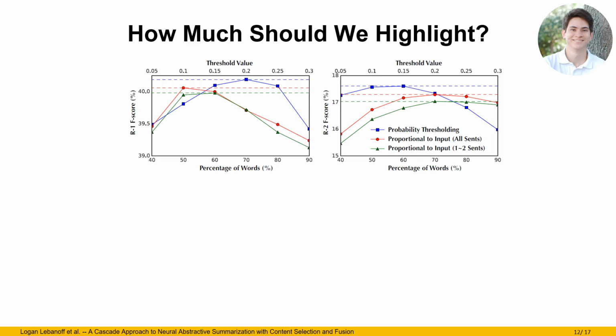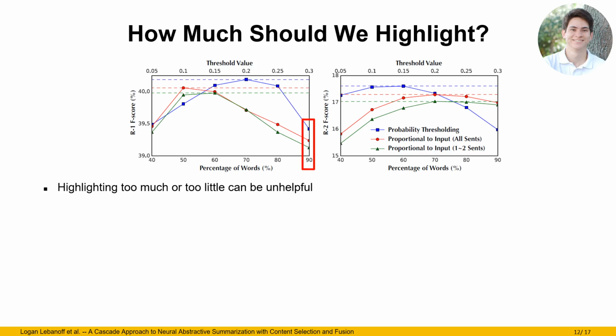The next question we want to answer is, how much should we highlight? So I'll do a breakdown of these two graphs. First, we're looking at how many words we want to highlight from the article. So when we vary this, what effect does it have on the Rouge score? On the left is Rouge 1, and on the right is Rouge 2. What common sense tells us is that if we highlight too much, then this can be unhelpful. As shown on the right side, this is reflected on the graph. If we highlight 90% of the words in the article, then we get very low Rouge scores.